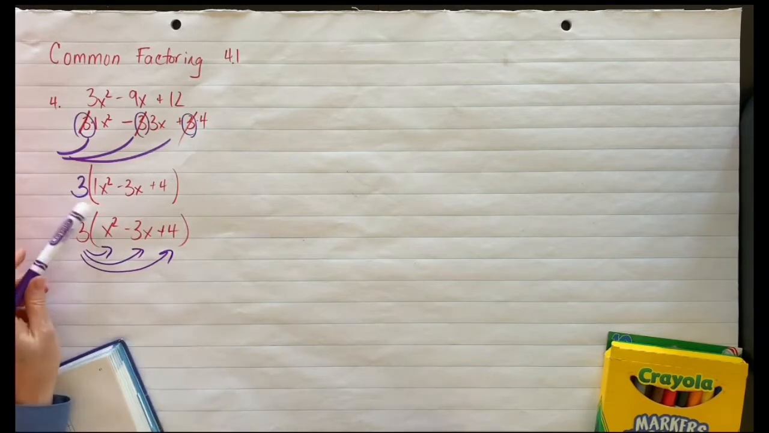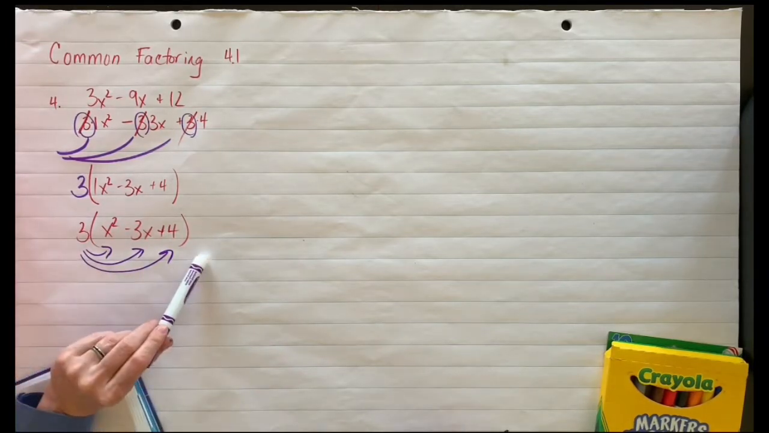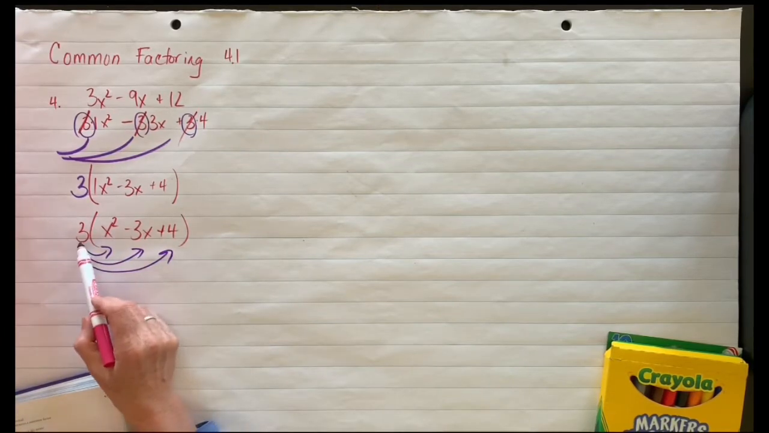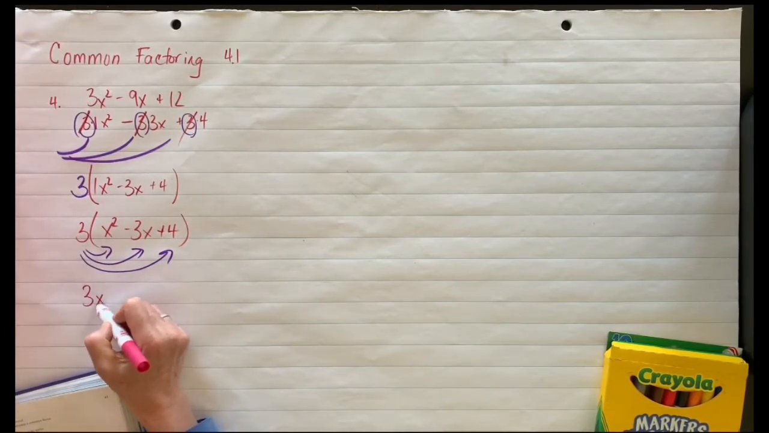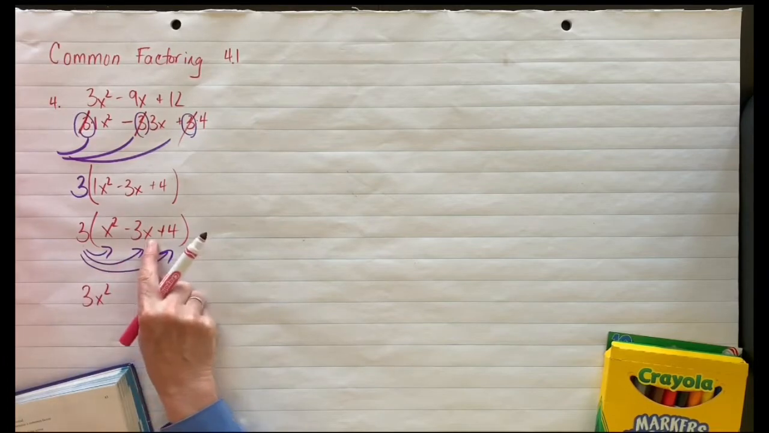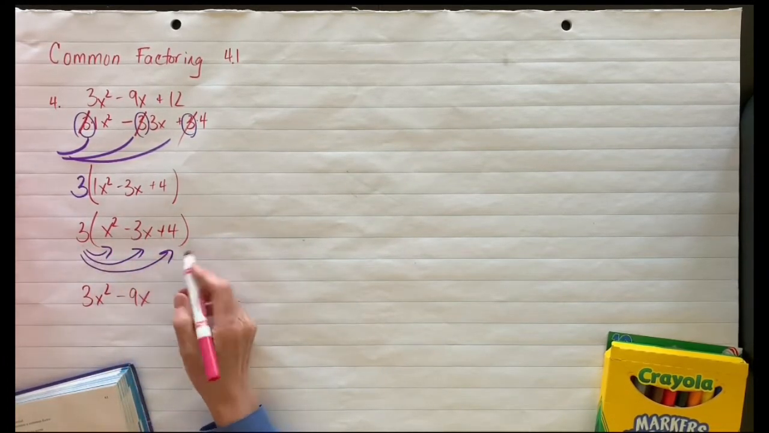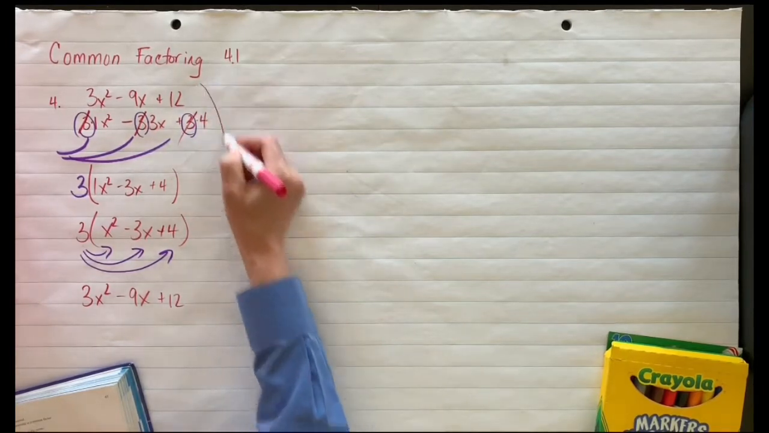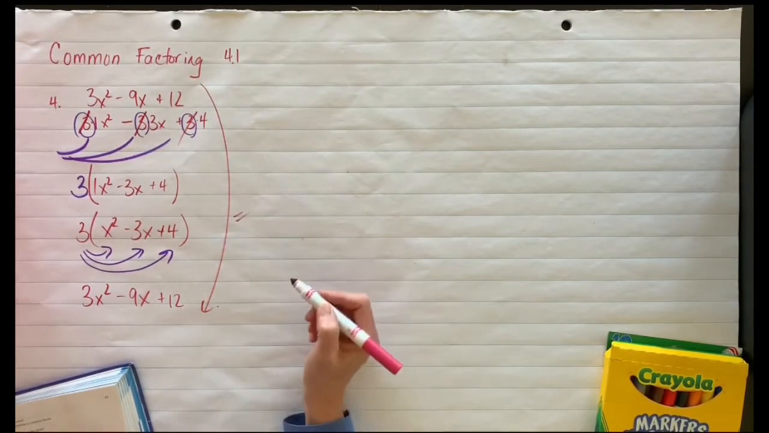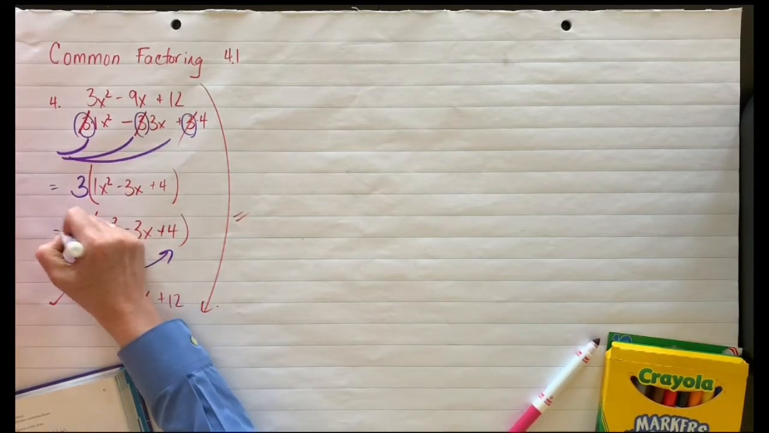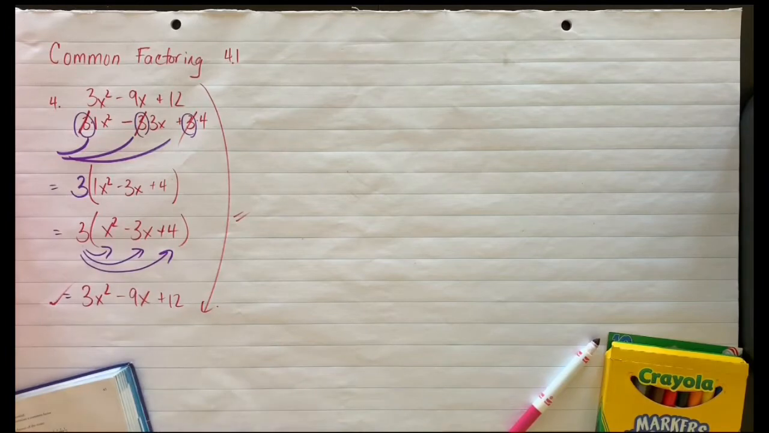If I actually multiply that 3 back into the equation, I should get what I started with. So let's just see if that's true. I have 3 times x squared, which equals 3x squared, 3 times minus 3, which is minus 9x, positive 3 times positive 4, which is plus 12. And if you take a look at it, these two things are equal. That means that I've factored correctly. Remember that I need to put equal signs everywhere to make that communication mark the best that it can be.